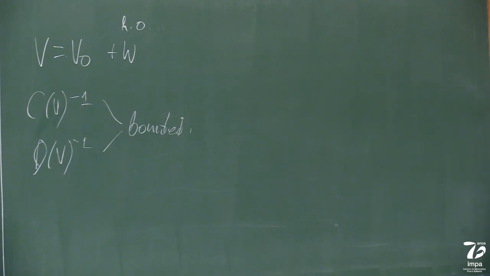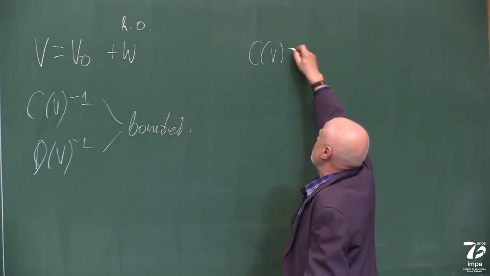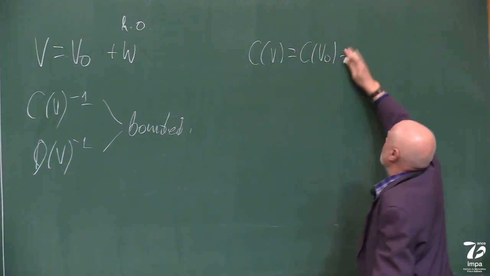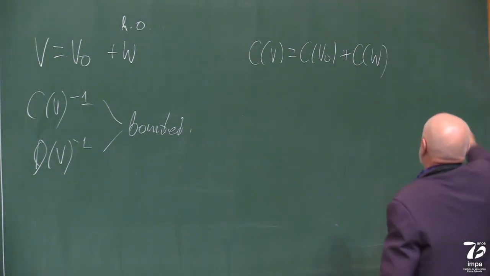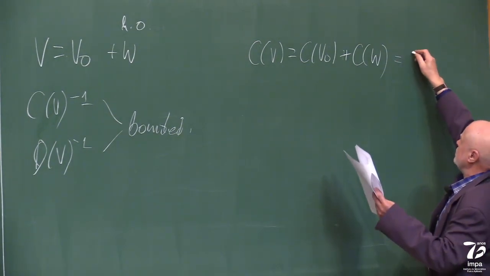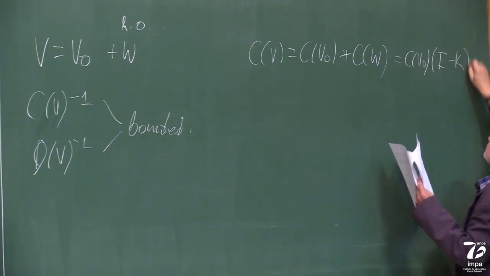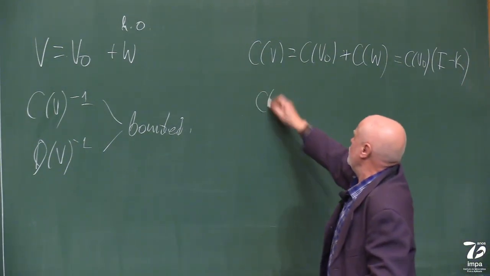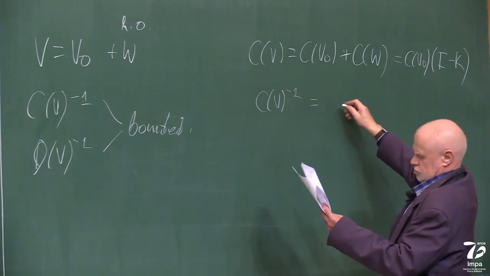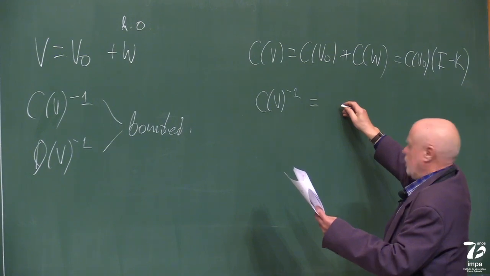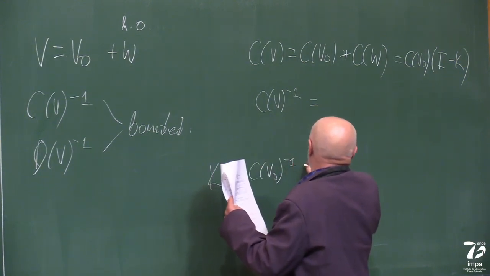I don't want to go into details. So consider this operator, C of V. It would be just C of V0 plus, of course, C of W by definition. So write it as C of V0 times identity minus K in this way. So C of V to the minus 1 would be just I minus K. Okay. And K here is minus C of V0 to the minus 1, C of W.